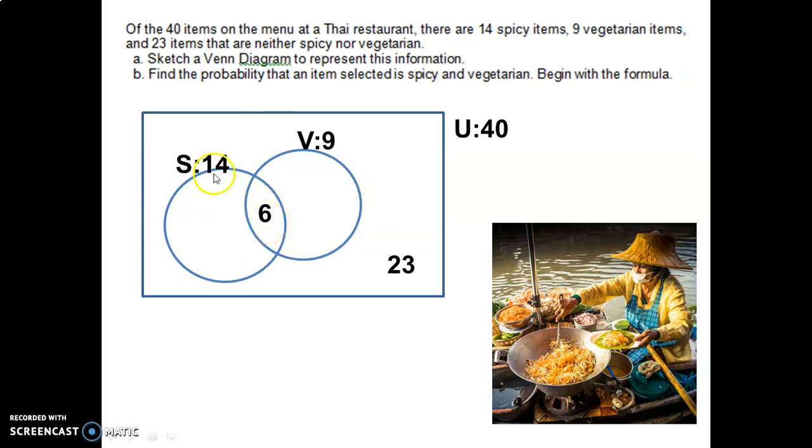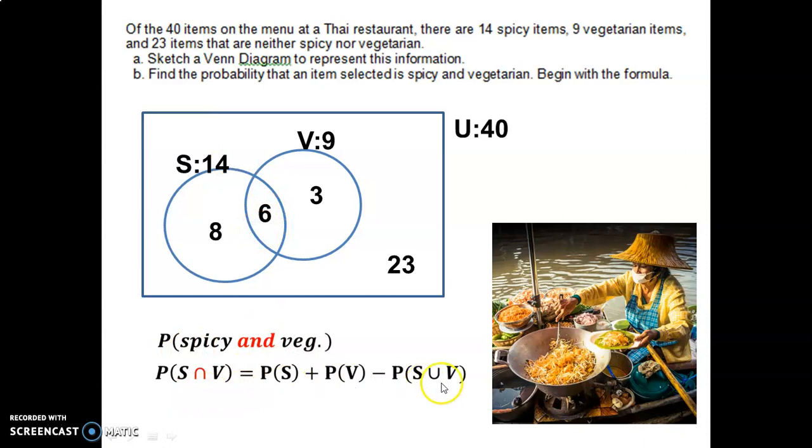And the way to get that number is when you add 14 and 9, that makes 23. And again, there's 23 here, that makes 46. We know we're 6 above what we should be, so that 6 must be the overlap. Okay, so this gives us 8 here because these have to make 14. And this gives us 3 here because these have to make 9. Okay, so probability of spicy and veg is this intersection.